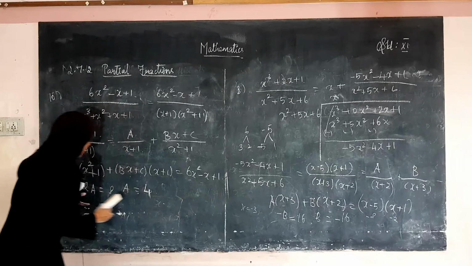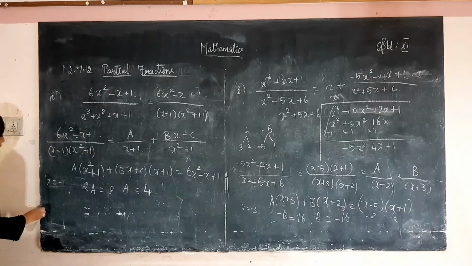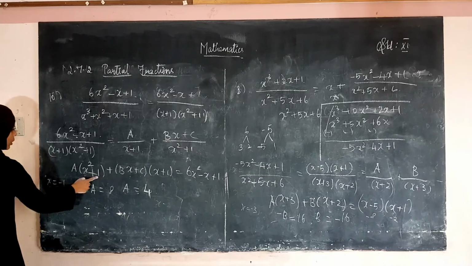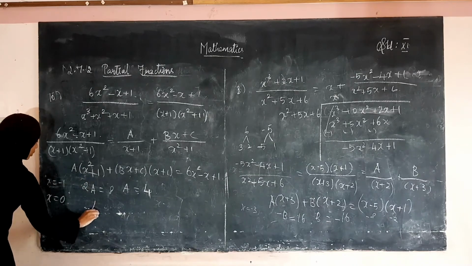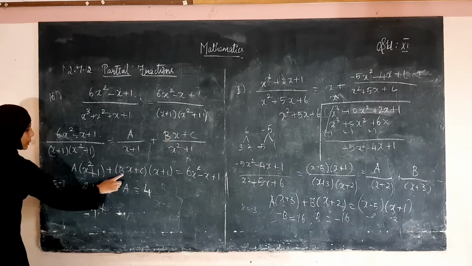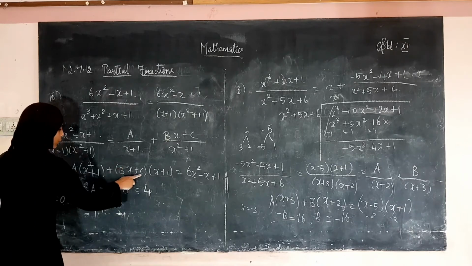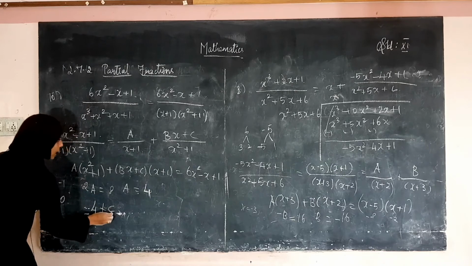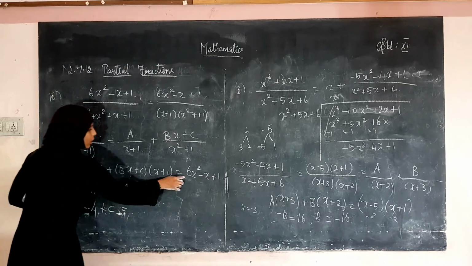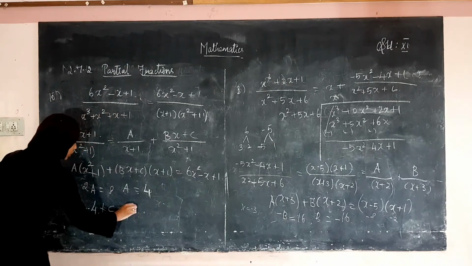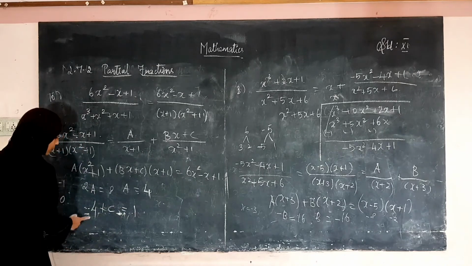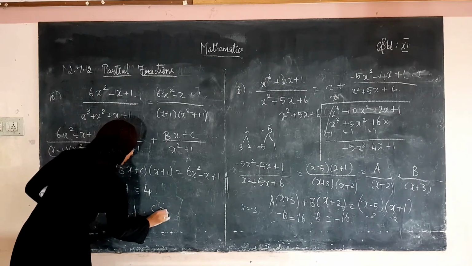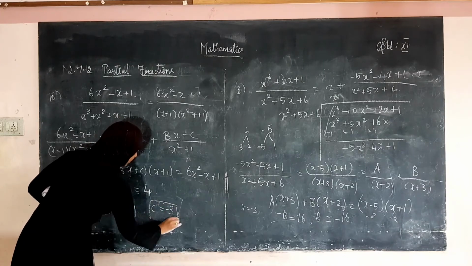And then the next one, let us substitute x is equal to 0. 0 means 1 into A, which is 4. Plus Bx becomes 0. Therefore, C into (0 + 1) is 1, so C alone is equal to, here it is 1. So, 1 minus 4 is minus 3. Therefore, C is equal to minus 3.